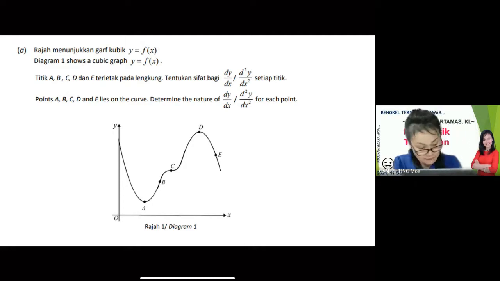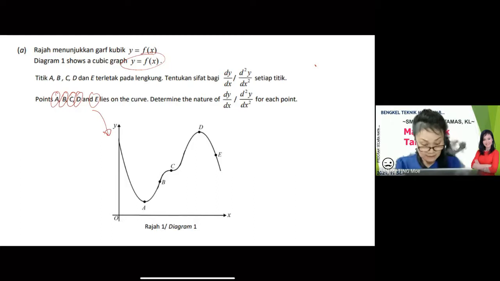Okay, you give me this. Then it says that points A, B, C, D, E, read the information first. A, B, C, D, E lie on the curve. Then as you read, you check the diagram. As I told you, the mathematics diagram is very important. As you read the information, you align it with the diagram.